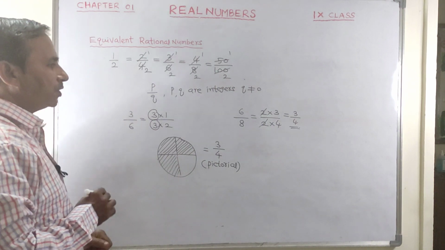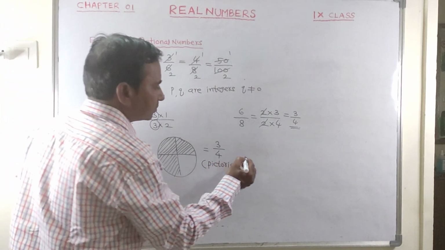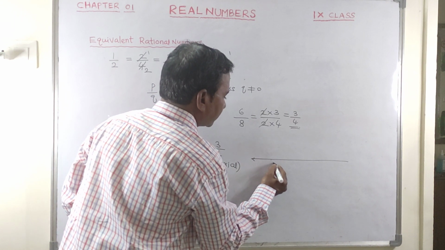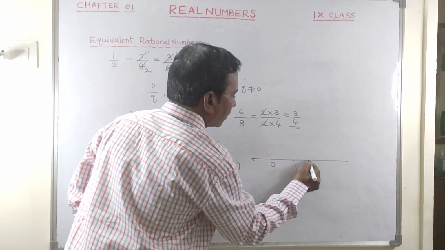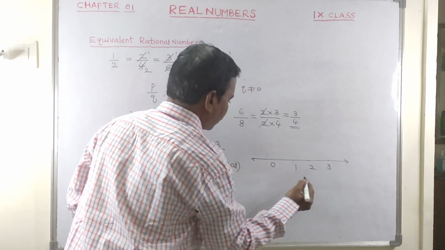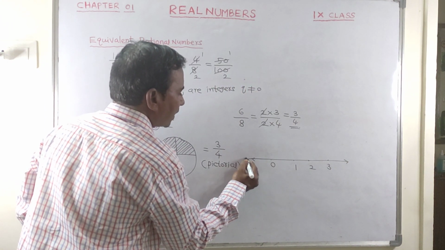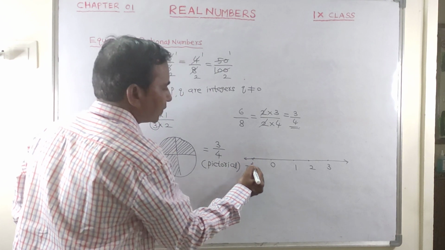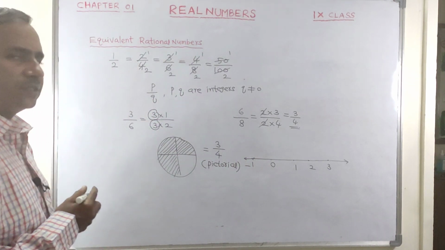Now this, how can you represent on the number line? See the number line, 0, 1, 2, 3, so on. On the left hand side, you can take minus 1, minus 2, like that also it continues.